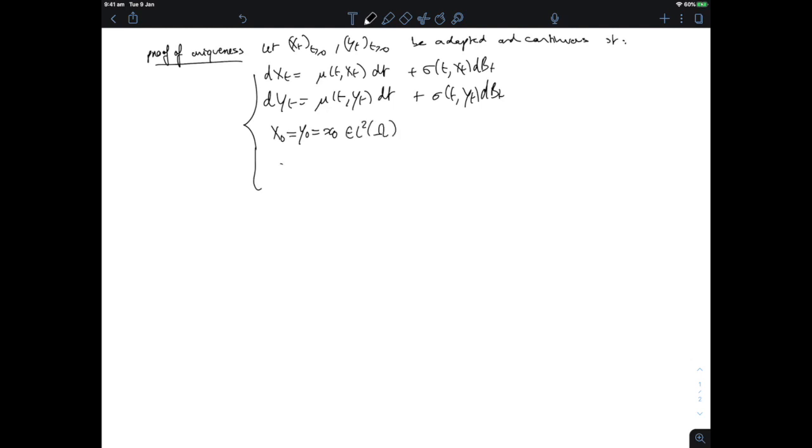And on top of that, I know that the supremum over t of the expectation of Xt squared, as well as the supremum over t of the expectation of Yt squared, is finite. Okay, now I want to show that Xt is Yt for all t with probability 1. So the way we're going to go about this is first consider the expectation of Xt minus Yt squared and show that this is 0 for all t, let's say in a finite time interval.